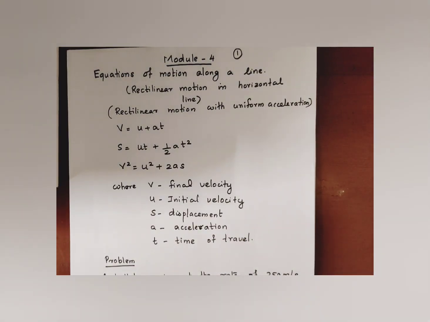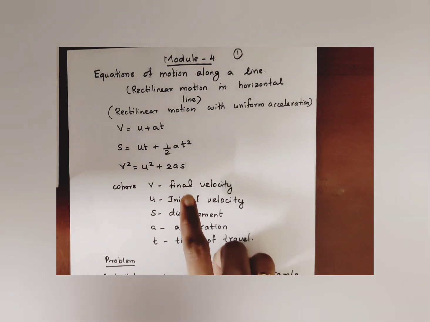So next we will see the rectilinear motion with uniform acceleration. So here the acceleration will have a constant value. So these are all review topics which you have studied in your class 11. So you have already studied the equations of motion. So these are the three equations of motion.